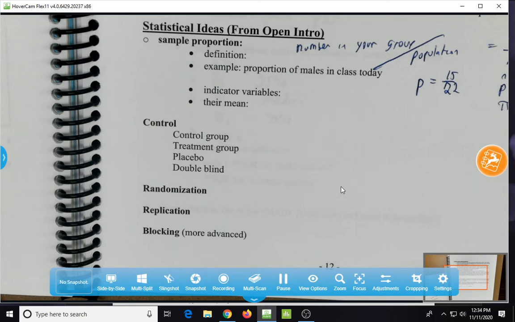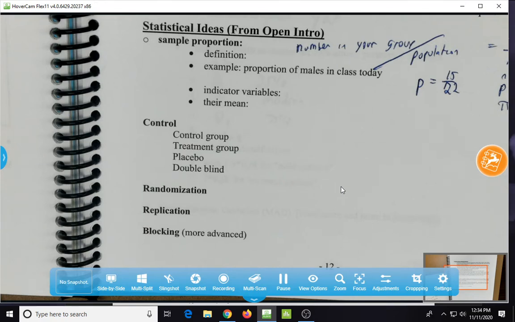So randomization is random sampling and random selection. Replication is just a general idea from science. In science, if you're going to do an experiment, you would like to do what, to replicate the results?